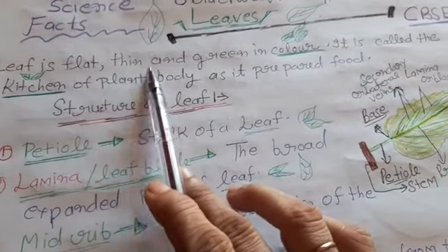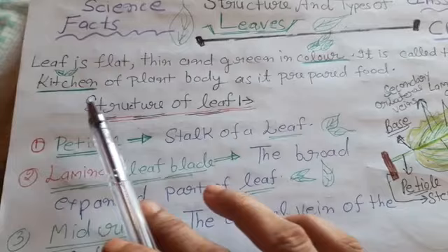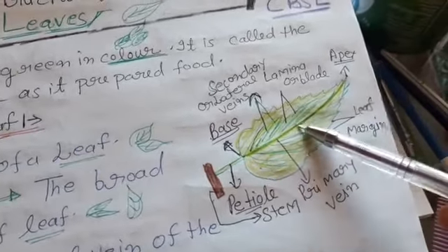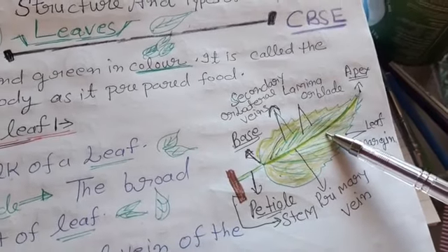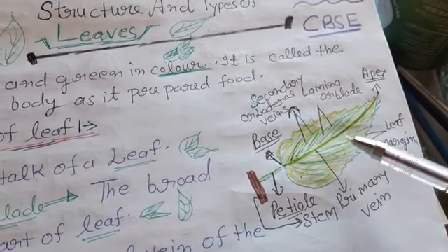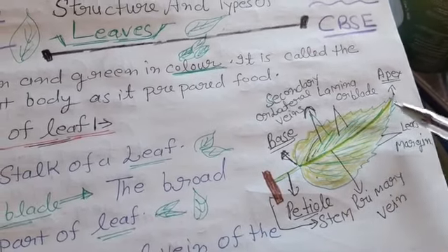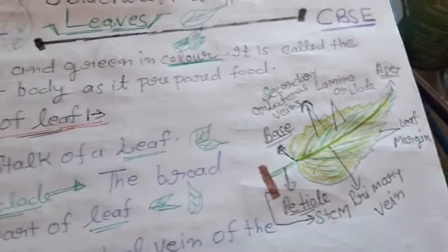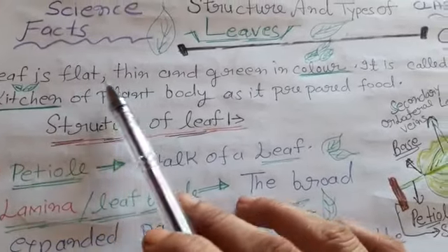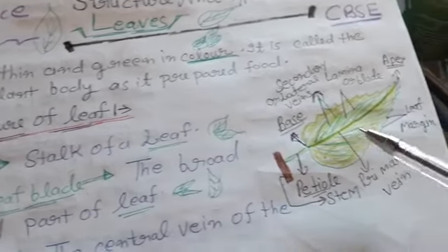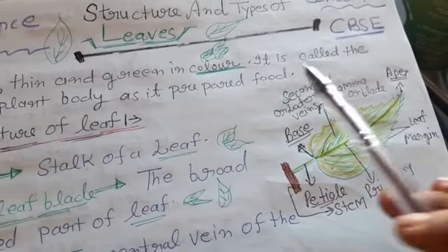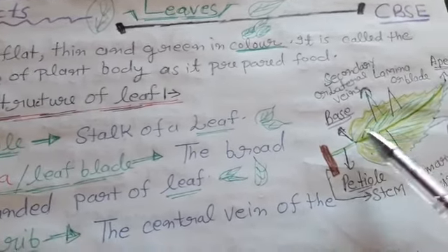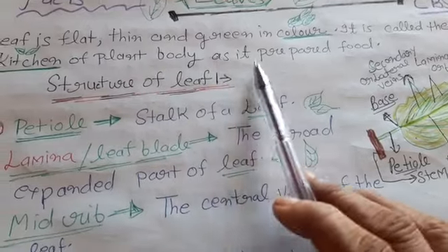Leaf is flat, thin and green in color. It is called the kitchen of the plant body as it prepares food. Leaves prepare food for the plant.